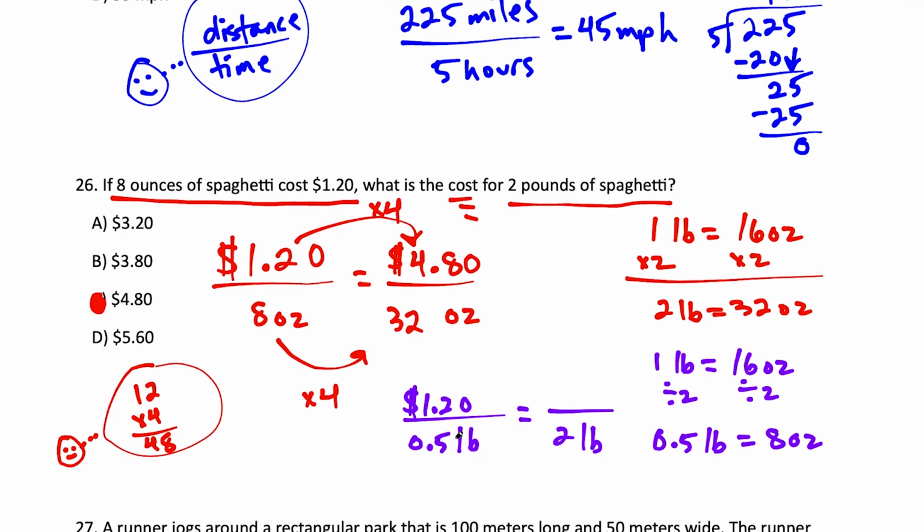And then when we're looking for how much 2 pounds of spaghetti cost, now we could just think, how do we get from 0.5 to 2? We're just going to multiply both sides by 4. So once again, if we do times 4, this tells us that the price of 2 pounds of spaghetti is going to be $4.80. But either way, we're getting choice C.